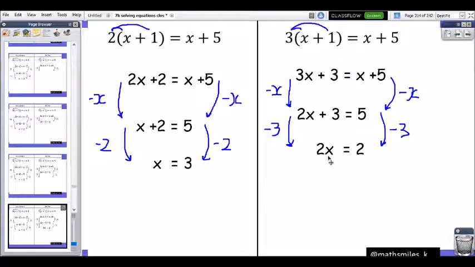So that tells you that 2x equals 2. Well, 2 lots of something makes 2. That something has to be 1, because 2 lots of 1 makes 2. And I know that, balancing both sides, I've divided by 2.